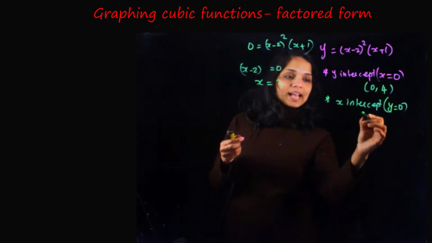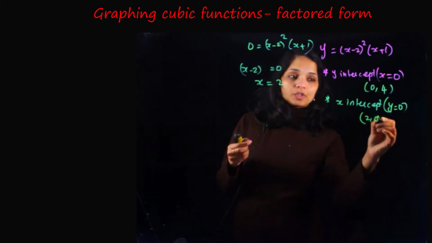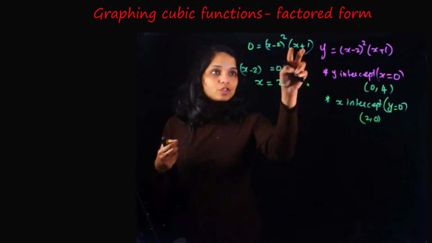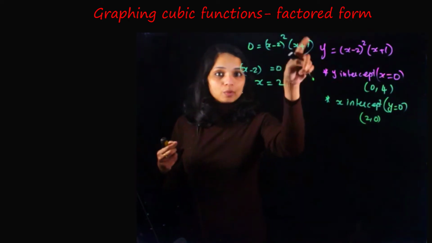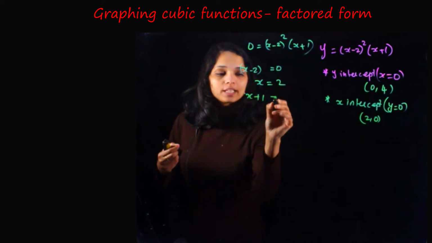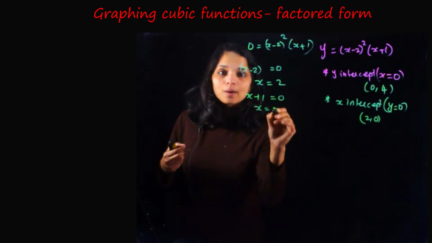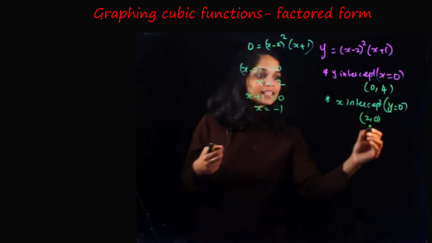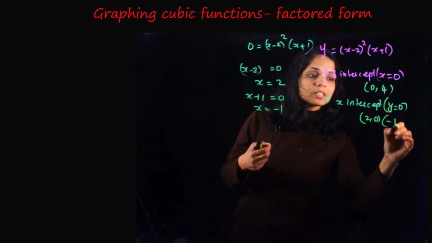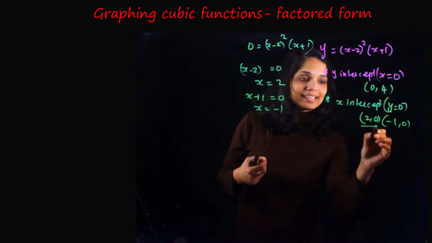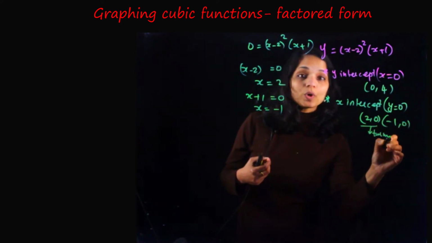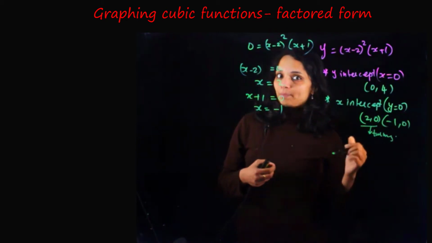So one of the x-intercepts is (2, 0). What's the other x-intercept? We get the other intercept when we equate x plus 1 to 0, or x equals minus 1. So the other x-intercept is (minus 1, 0). And as I said, x equals 2 is actually a turning point as well, because this factor is repeated twice.